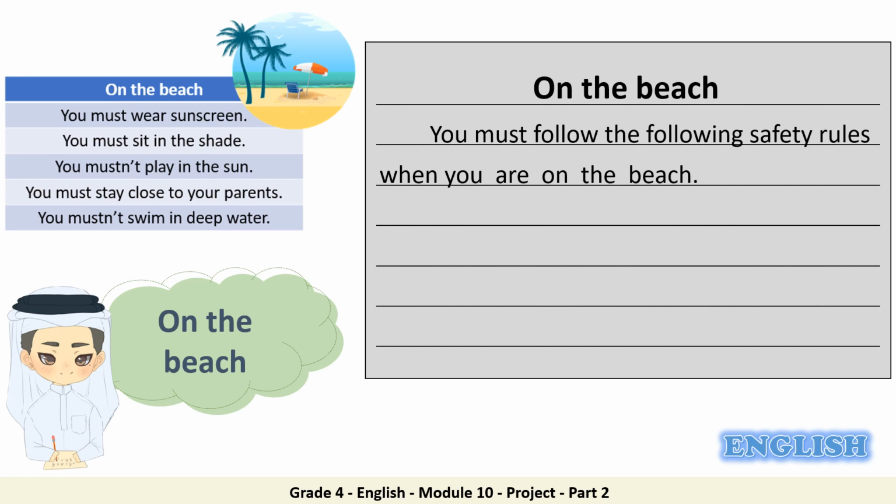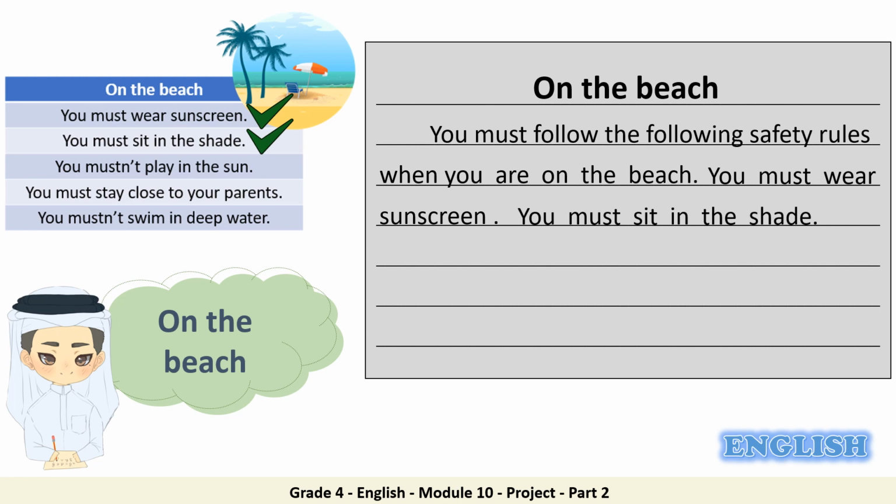Now let's start with the ideas from the left. The first one, you must wear sunscreen. I would say, you must wear sunscreen. Good job. Next, you must sit in the shade. And I write it. Now, because it's a paragraph, your sentences must be connected.